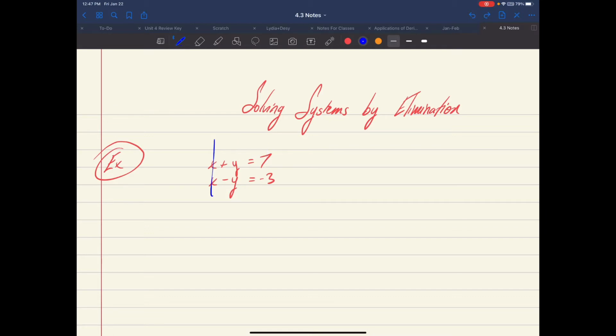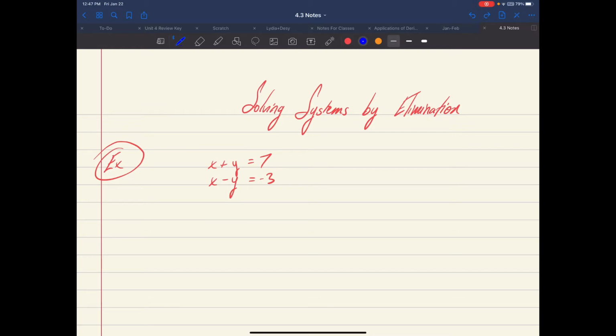So I'm going to get rid of those lines. So first thing I'm going to look at is, can I just combine these two and have one variable eliminated? If I add x plus x right here, that would give me 2x. That's not going to eliminate. If I add positive y minus y, that will eliminate. So this system is just set up already for elimination.